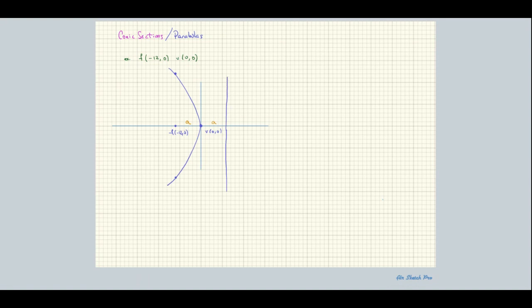There's my directrix. And the parabola is actually defined as the locus of points that are the same distance from the focus as they are from the directrix. Okay, there we go. So let's find the equation for this thing.